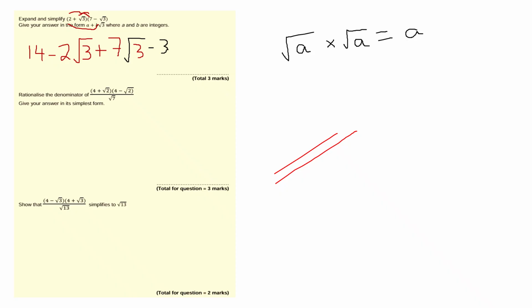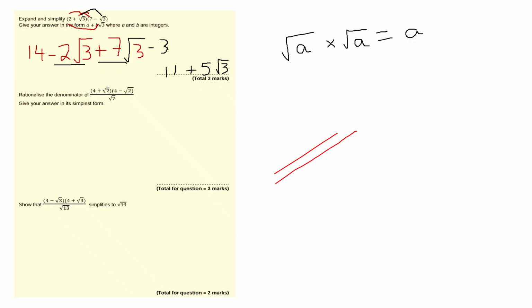Final step now, guys, is to collect like terms. So remember, numbers go with numbers, surds go with surds. 14 minus 3 makes 11. And minus 2 root 3 plus 7 root 3 is plus 5 root 3, or positive 5 root 3. And that is expanding double brackets with surds. Hopefully it makes sense.